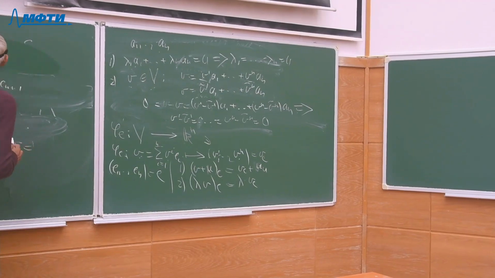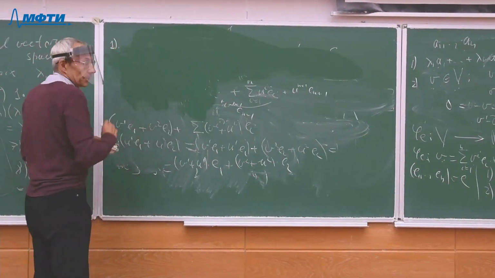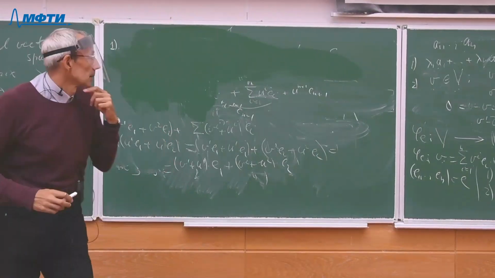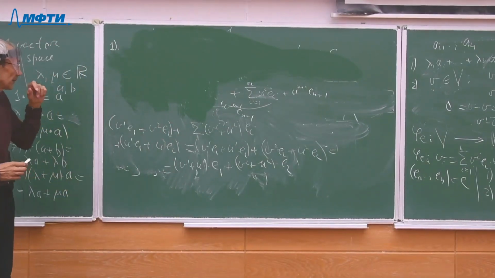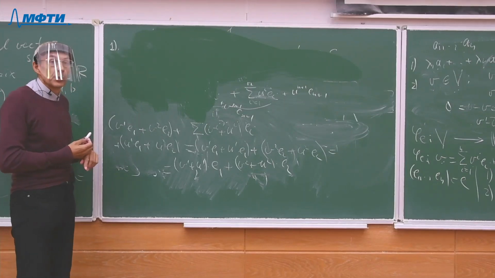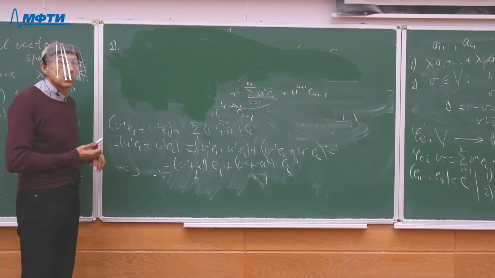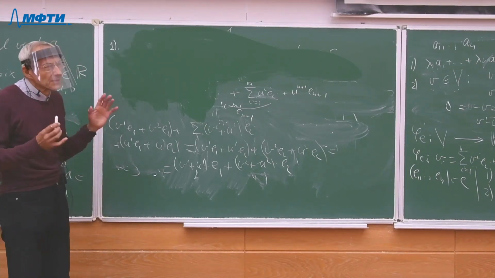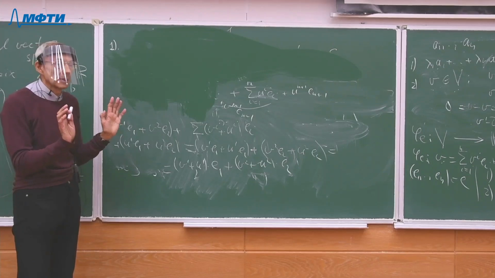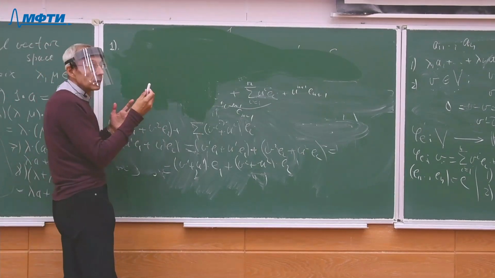Maybe the following example. Let's consider the vector space of polynomials with degree less than or equal to n. What does polynomial mean?